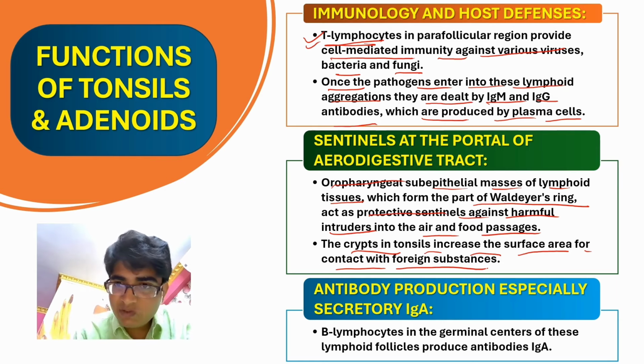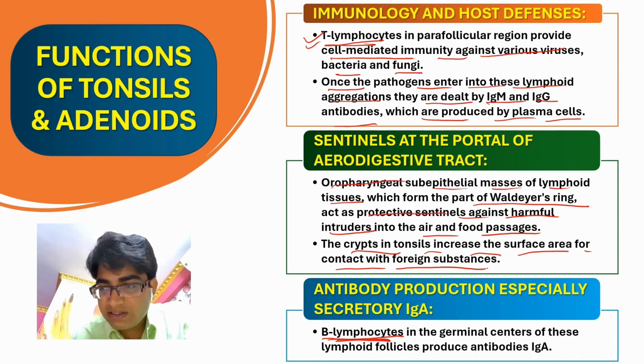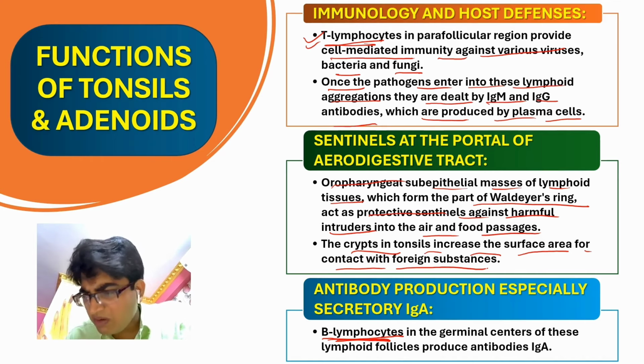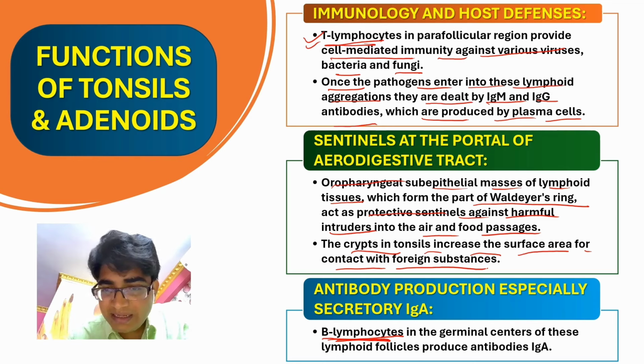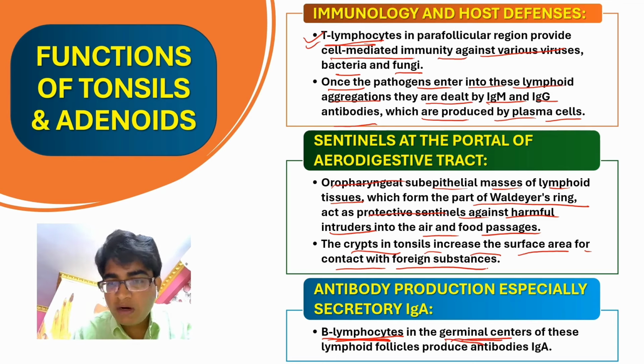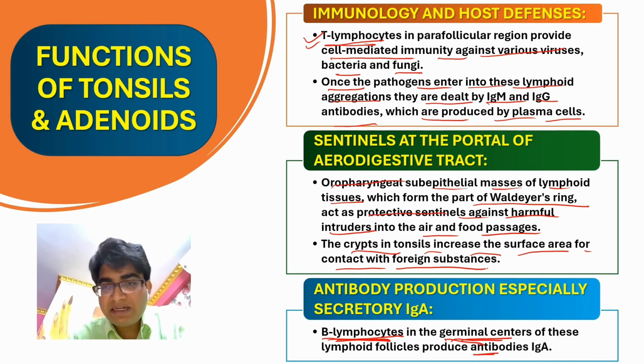So T lymphocytes provide the CMI, that is cell mediated immunity, whereas the B lymphocytes in the germinal centers of these lymphatic nodules, the lymphoid follicles, produce antibodies like immunoglobulin A, okay, which are important for our humoral immunity. So I think that completes our discussion on the anatomy and physiology of these adenoid and tonsillar tissues. So thank you very much for your kind listening.